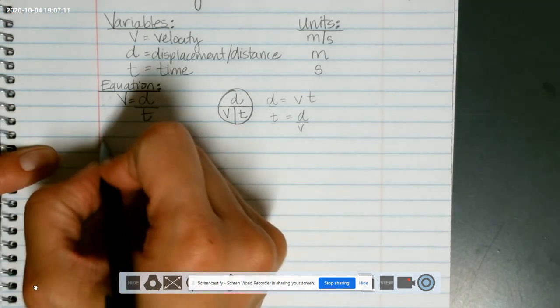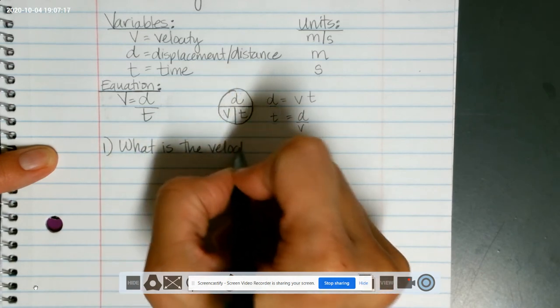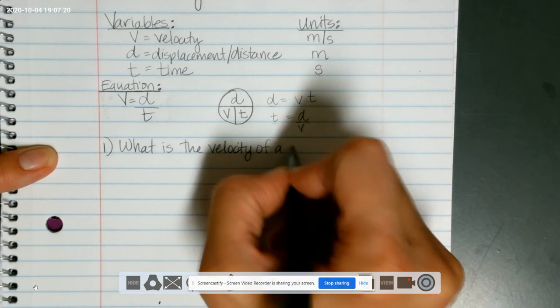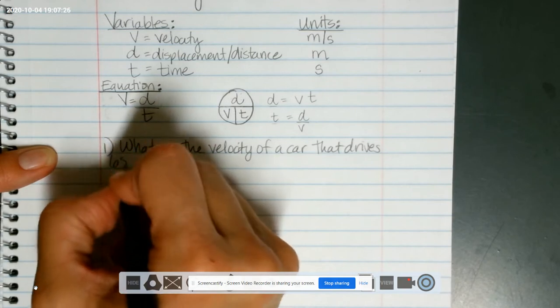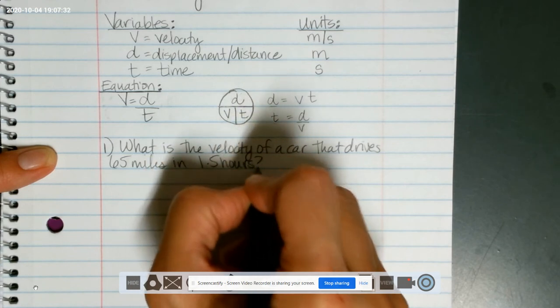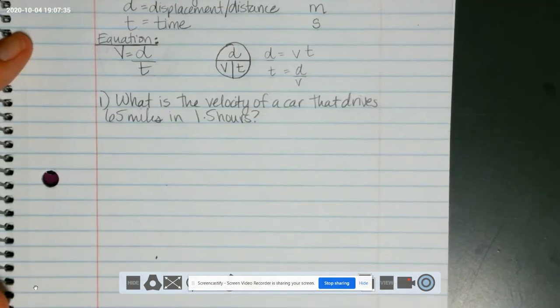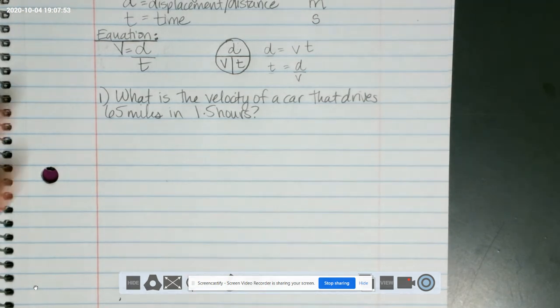So the first problem is going to be, what is the velocity of a car that drives 65 miles in 1.5 hours? Okay, so here's my technique. I like to do this method for all of my problems. I'm going to do it every time as I'm showing and teaching you. You can eliminate certain parts of it as time goes on and you get more comfortable, but knowing the method is super helpful for when we get to harder equations later on in physics.